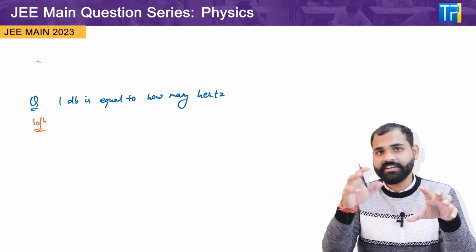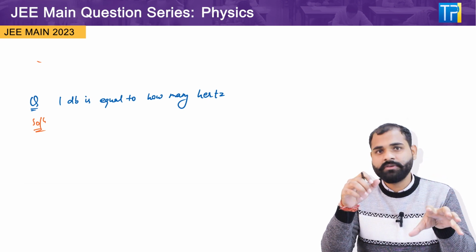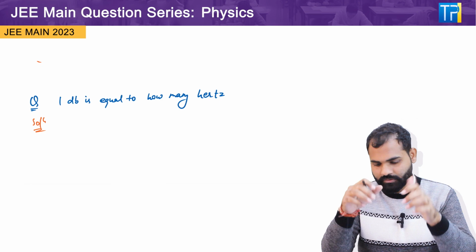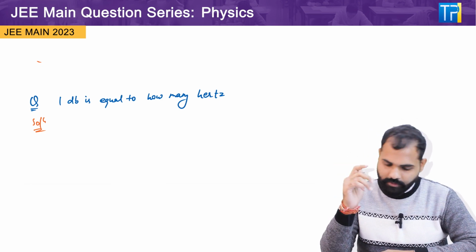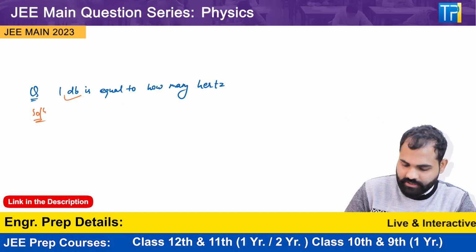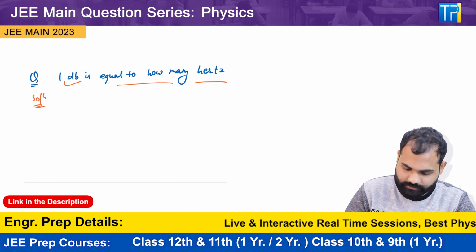So this is the second video of the series which we started yesterday, in which we will pick some of the frequently asked questions by the JEE aspirants and solve them one by one. So today's question is: 1 dB, which is decibel, is equal to how many hertz? Okay, so we'll have to solve this question.